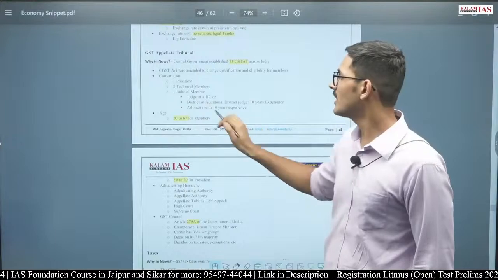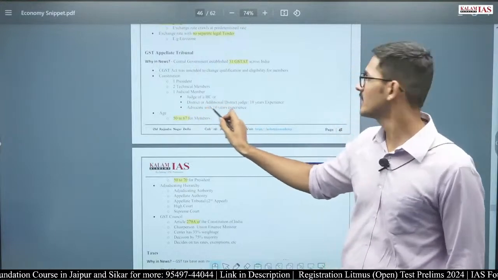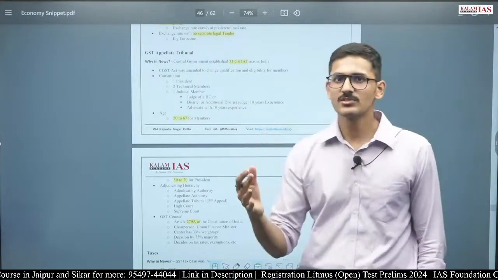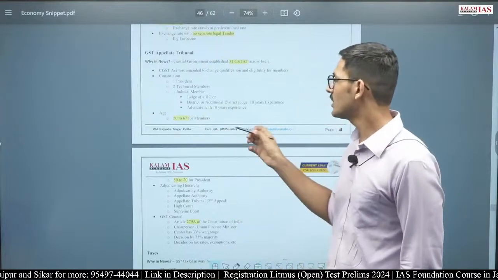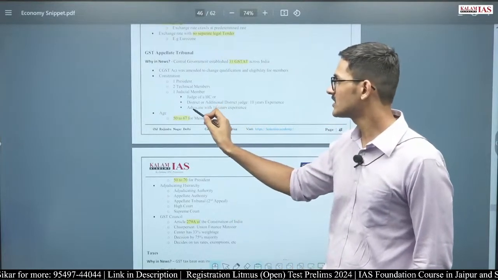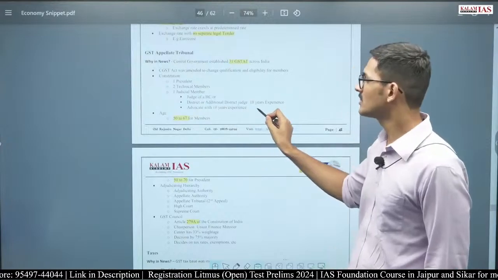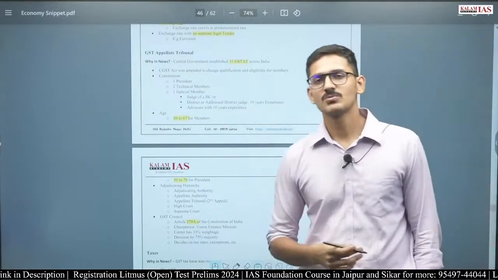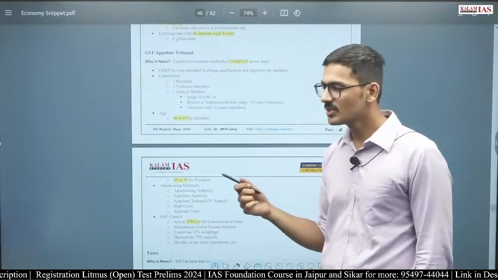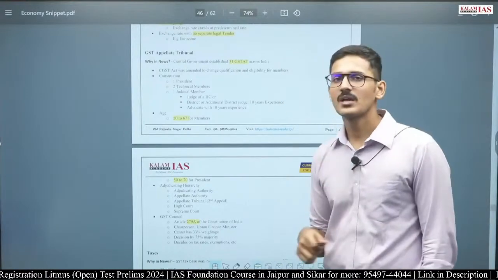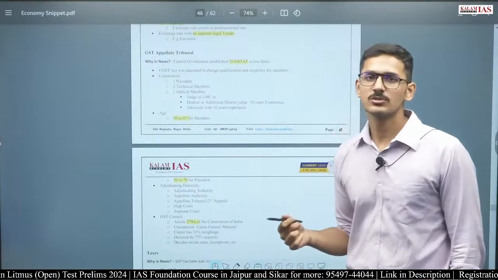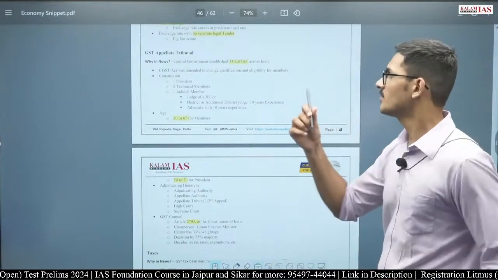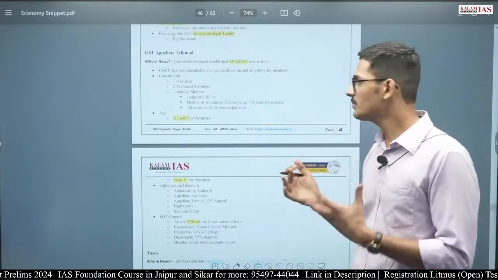In the judicial member, earlier only a judge of a high court or district or additional district judge of 10 years of experience was included, but now one more qualification has been added, that is advocate with 10 years of experience. Earlier only a district judge of 10 years of experience could have become judicial member of GST Appellate Tribunal. Now an advocate with 10 years of experience can also become the GST Appellate Tribunal judicial member.